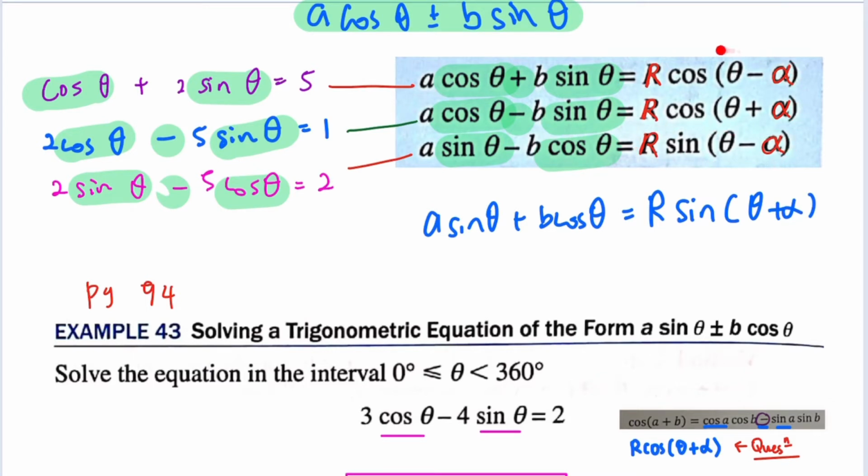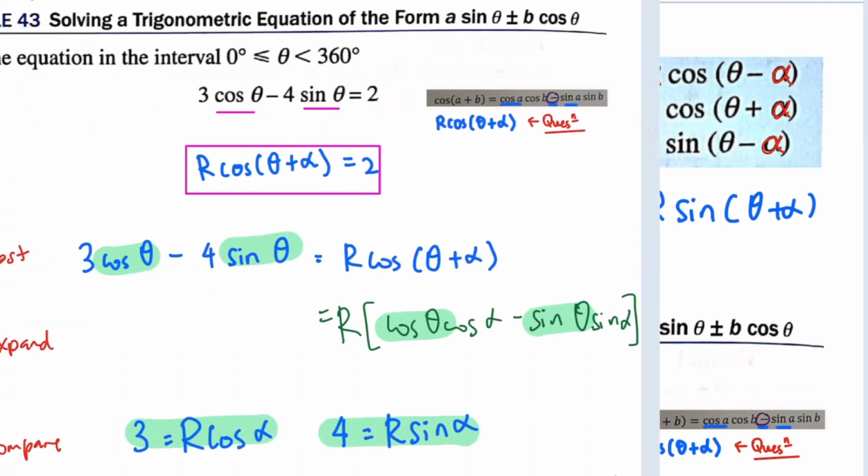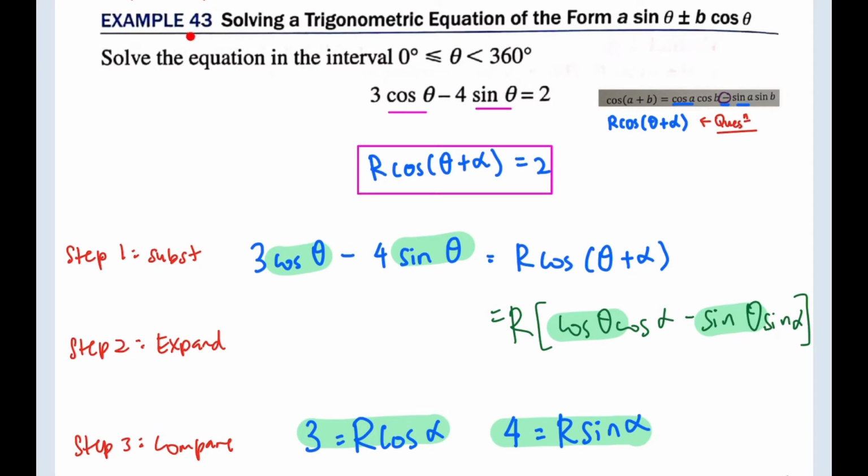So don't worry, usually this formula here is given for you. You don't need to choose. However, you can choose on your own. It's very simple. Let me show you how. Let's focus on example 43, solving trigo equation. So let's solve this equation in interval 0 degree until 360.